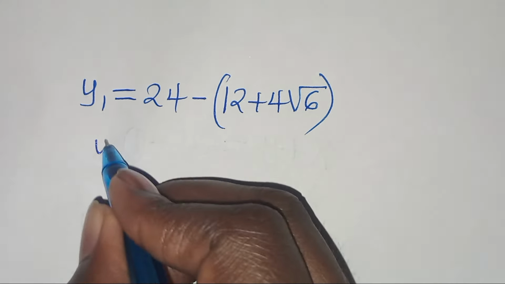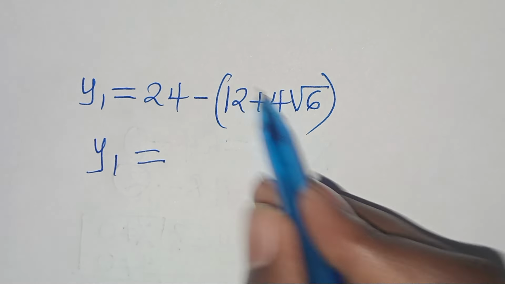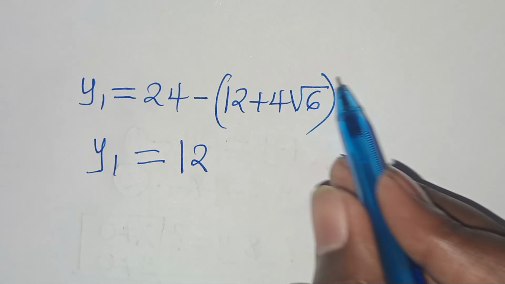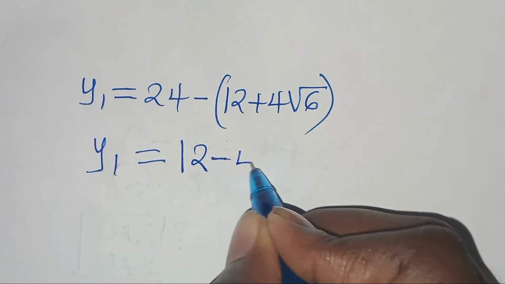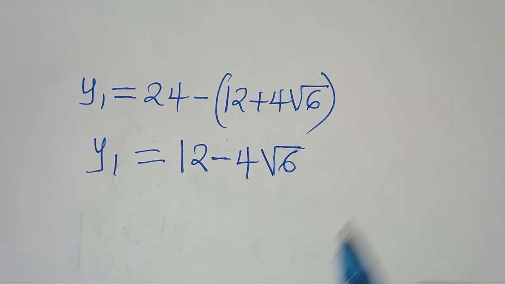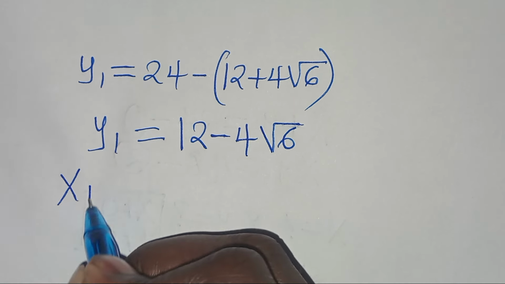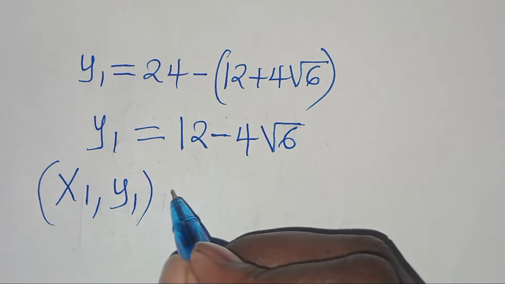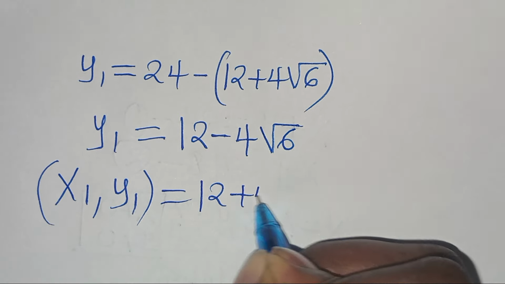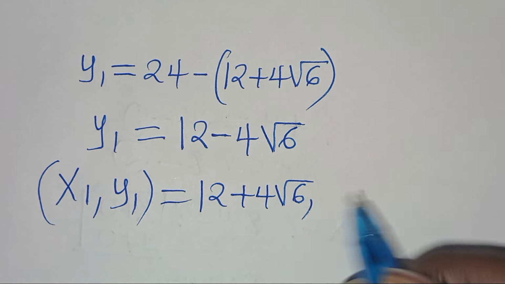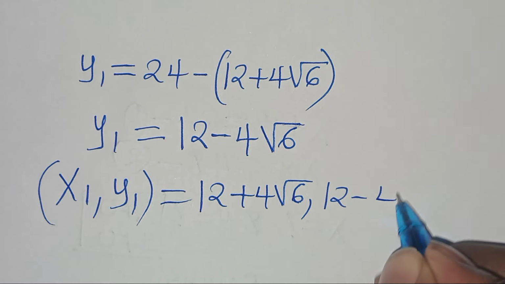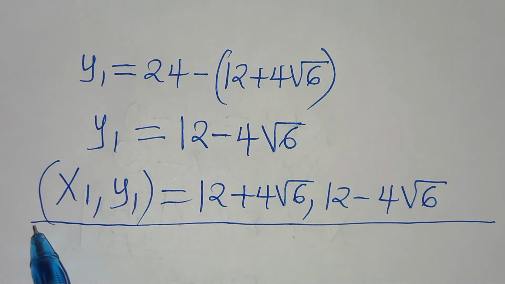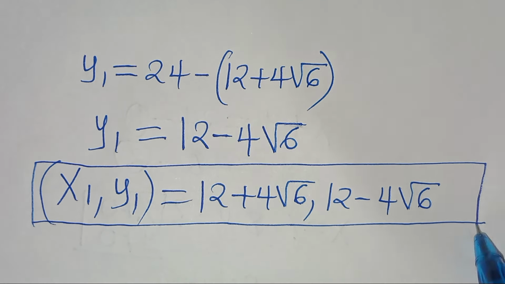So here we have y1, this is equal to 24 minus 12, and this is equal to 12. Then minus times plus 4 square root of 6, this becomes minus 4 square root of 6. So we have the first set of solution here, x1 comma y1, and this is actually equal to 12 plus 4 square root of 6, comma 12 minus 4 square root of 6. So this is the first set of solution that we have.